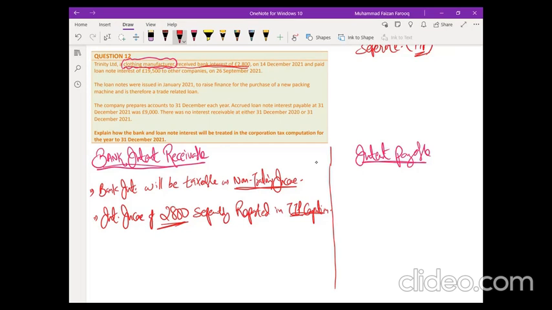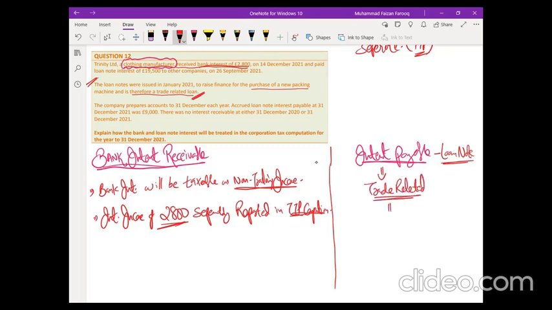Now, interest payable. Here the interest payable is for a loan note. What is a loan note? Why is the company issuing a loan note? See the reason here. Can you read the reason, please? For the purchase of a new packing machinery, right? And we are doing clothing business. So is it the business activity or not? It is trade related. Definitely business. So this will be trade related, right or wrong?